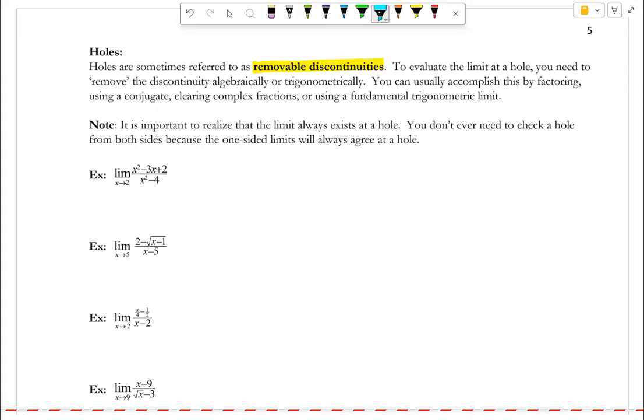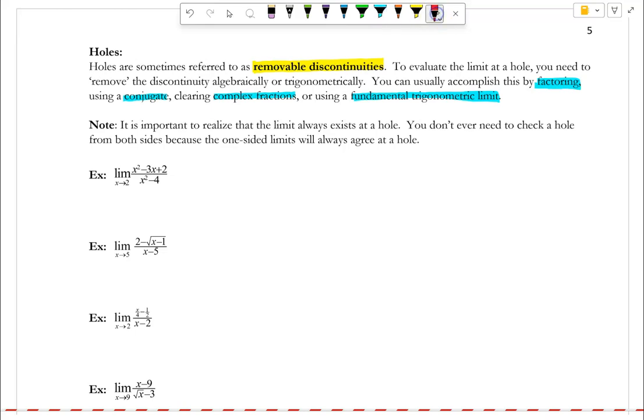So there are three main ways, I guess 4 ways, but there's a few ways that we can remove a hole algebraically. One of the methods usually involves factoring. Another method involves using a conjugate. We might have to clear complex fractions, so eliminate complex fractions. And then finally, there are 2 fundamental trig limits that we're going to learn about that could also be helpful. So let's just look at this first example.